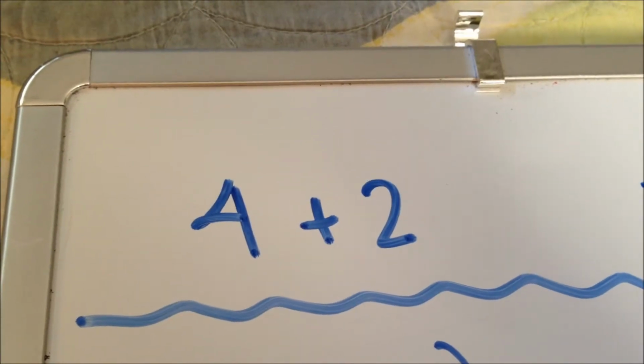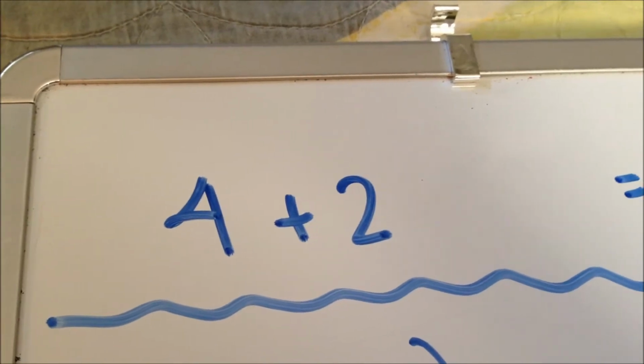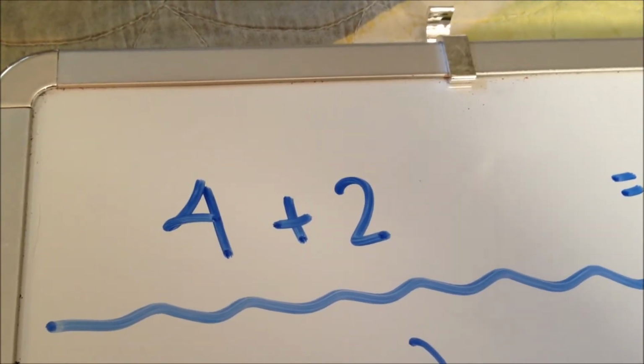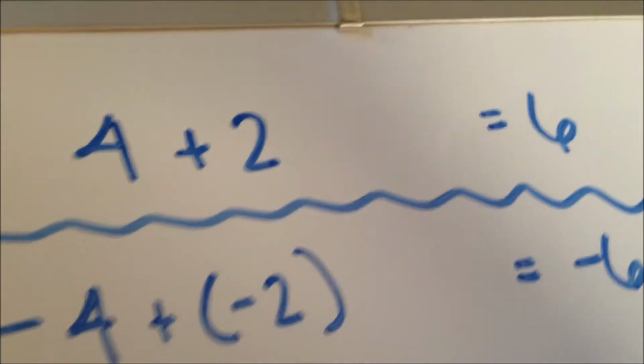Okay, let's try some examples. 4 plus 2, that's easy, that's 6. But using the same sign sum rule, we know to add or to find the sum because the signs are both positive. The answer is 6.